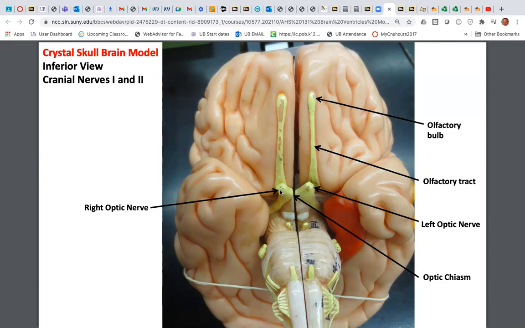Then we have the optic nerve, which is cranial nerve 2. This is cranial nerve number 1. This is cranial nerve number 2. There's a right and a left optic nerve, and where they crisscross in the center is referred to as the optic chiasm. The optic chiasm is where both right and left optic nerves, cranial nerve 2, crisscross.